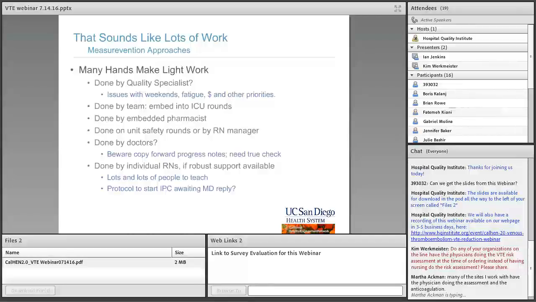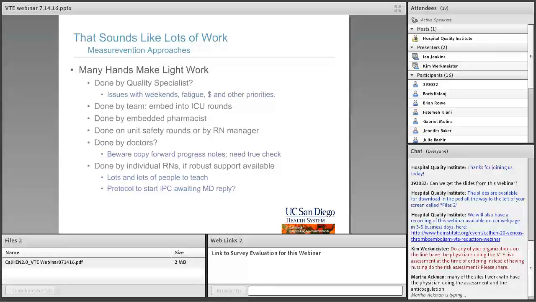So how do you spread out the work? I think the key principle here is many hands make light work. If you can afford a quality specialist to do this, that's great. But remember that person has weekends, holidays, nights, that sort of stuff, and they can get tired of this. That quality person probably has other jobs too, or there might be a better way to spend that money. So what are some alternatives to a dedicated quality specialist for measurement?